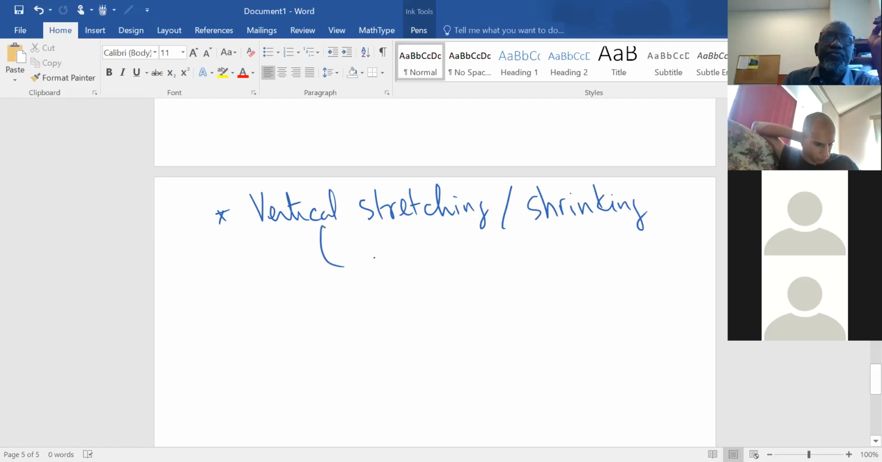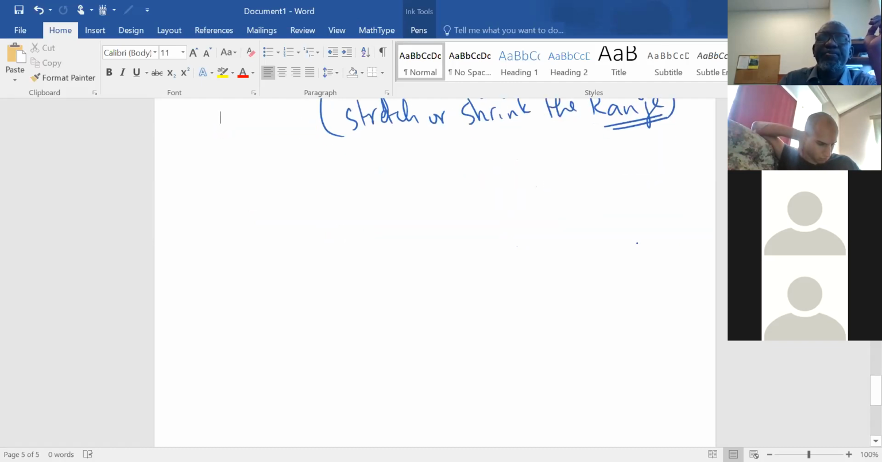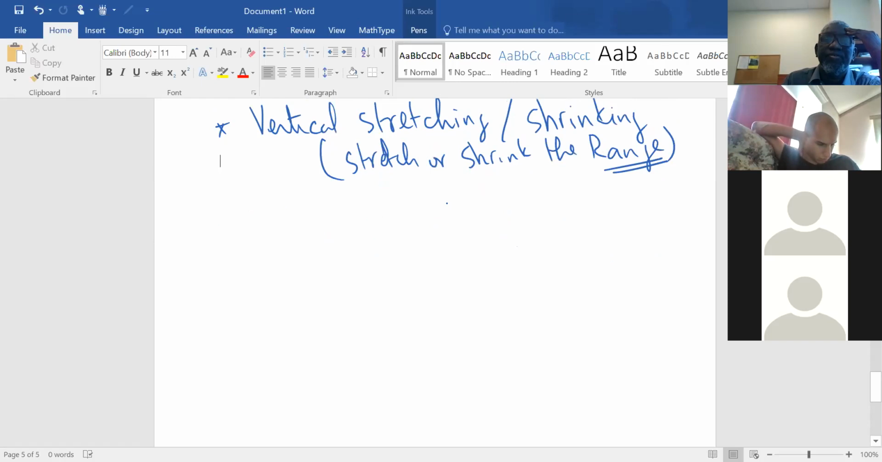So basically, stretch or shrink the range. When do we stretch or when do we shrink the range, right? Let's see an example right here. That is my f like this. That is f, right?